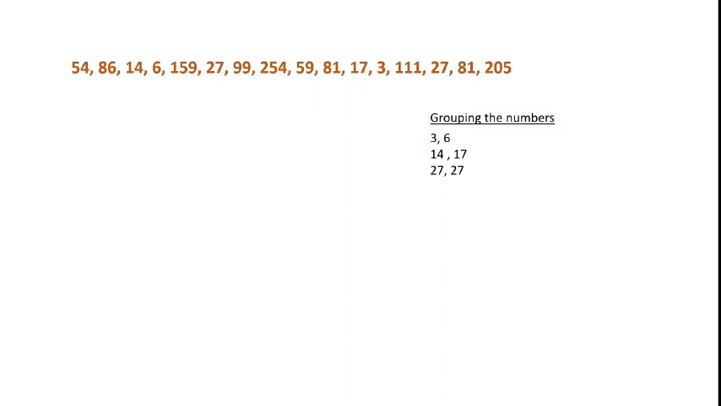The next grouping would be in the 50s. That's 54 and 59. I don't see any 60s. I don't see any 70s, but I do see some 80s. So 81. There's two 81s and an 86. And then I see a 99. And then I do see some numbers in the hundreds, which would be 111, 159. And then there are two 200 numbers, which is 205 and 257.